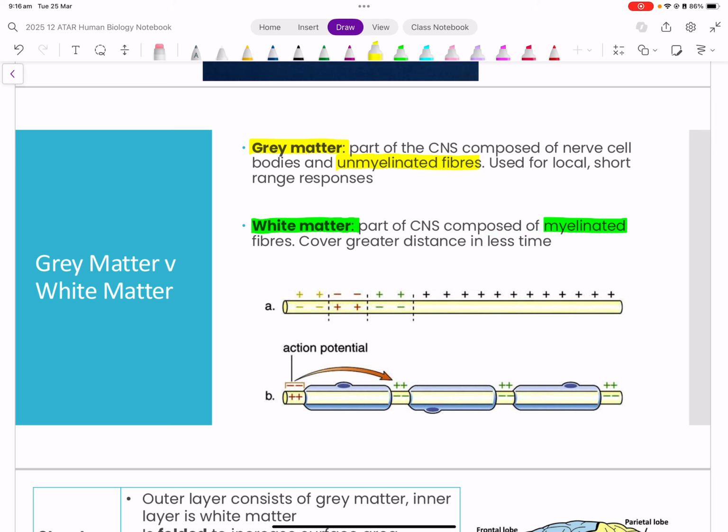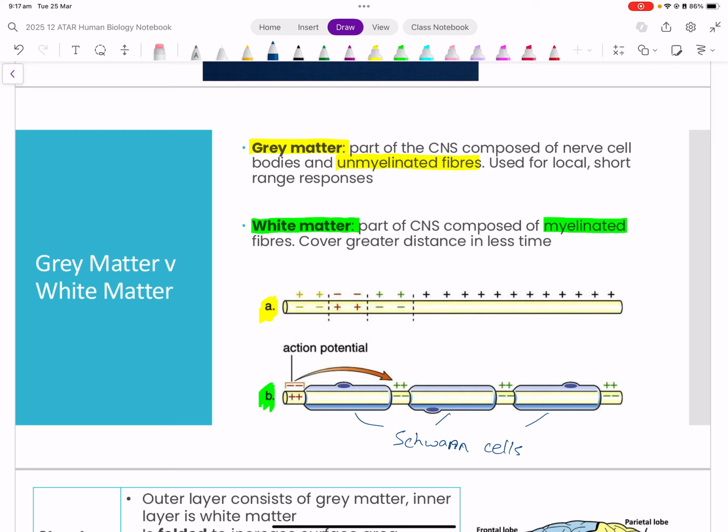So in this instance, you can see letter A here is an unmyelinated axon, and B down the bottom is a myelinated axon, as we can see these Schwann cells, all three of them, forming that myelin sheath. We can also see some nodes of Ranvier where that action potential is jumping between.